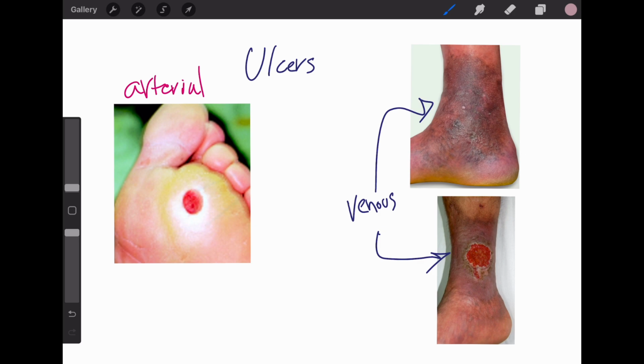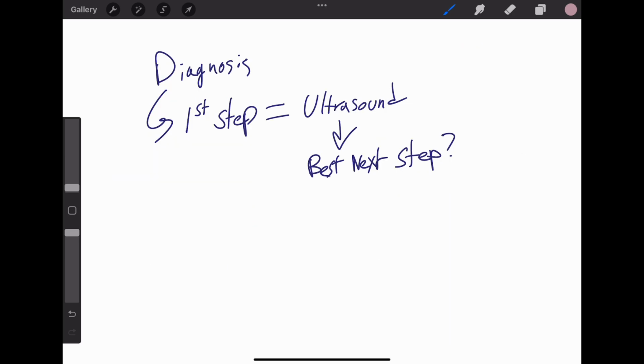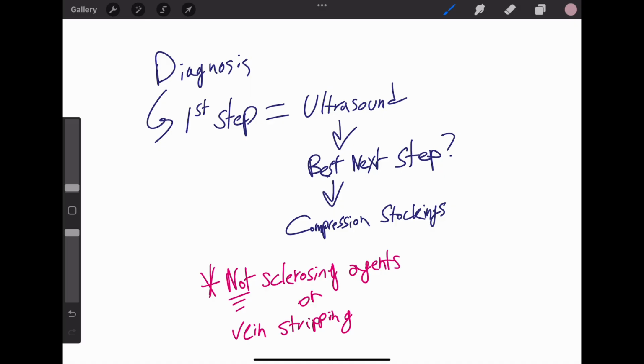In terms of diagnosis and management, the first step for venous disease is always ultrasound. Okay? Always. Now, in terms of compression stockings, it's almost always the next best step. Now, in image-based questions, if they show you the brown edema and note valvular incompetence on ultrasound, you have to pick compression stockings. I know you read in your textbook about sclerosing agents and vein stripping. That is not the correct next step on USMLE. You got to get familiar with ultrasound followed by compression stockings.